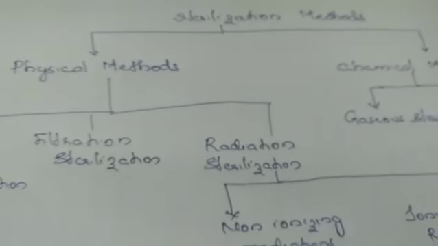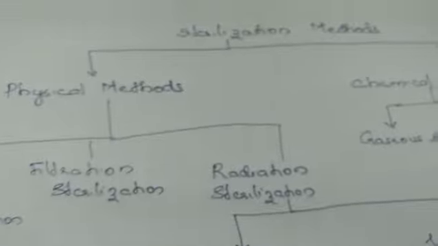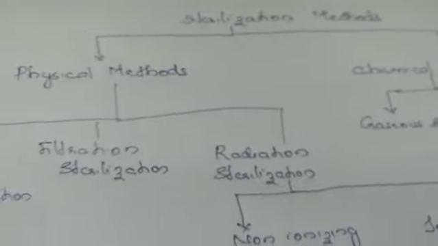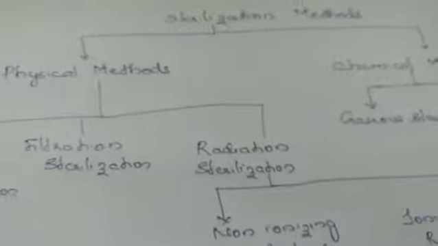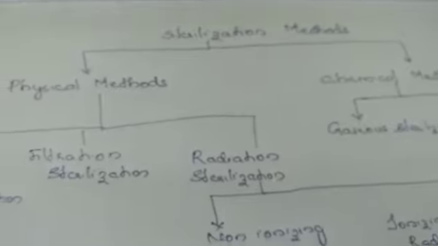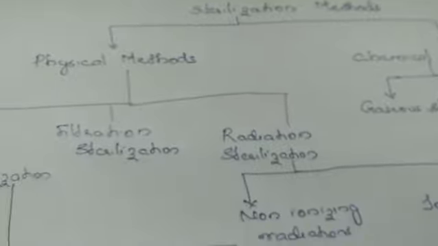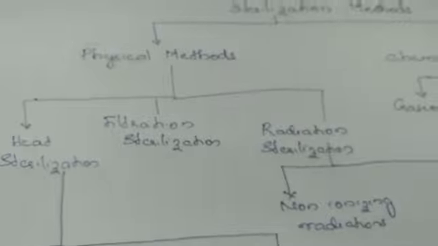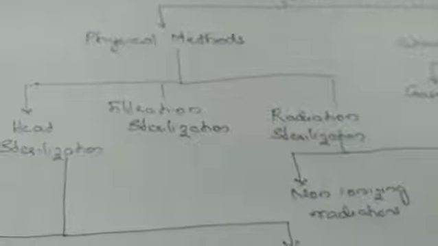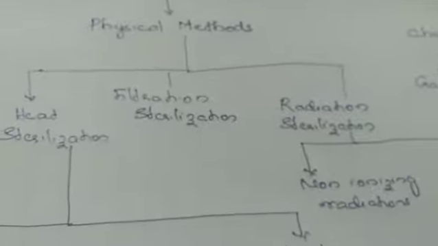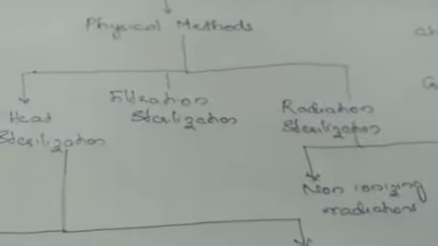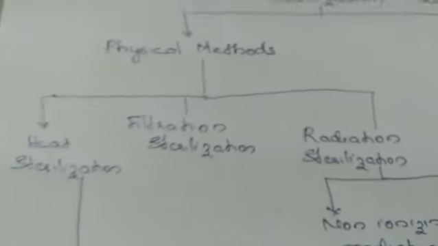Here we discussed about the classification of sterilization method. Mainly sterilization method may be classified into two types, physical method and chemical method. In physical method, major classifications are heat sterilization, filtration sterilization and radiation sterilization.